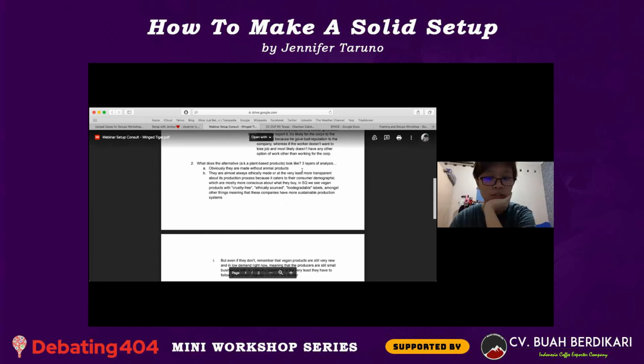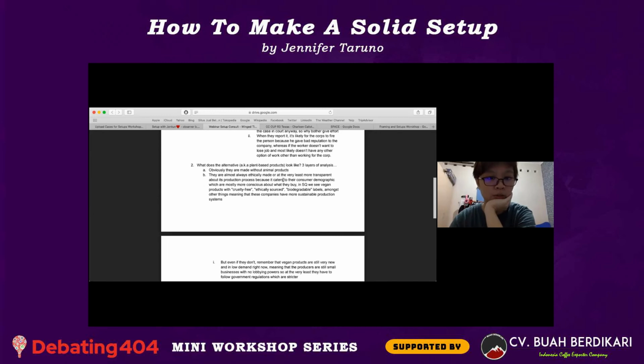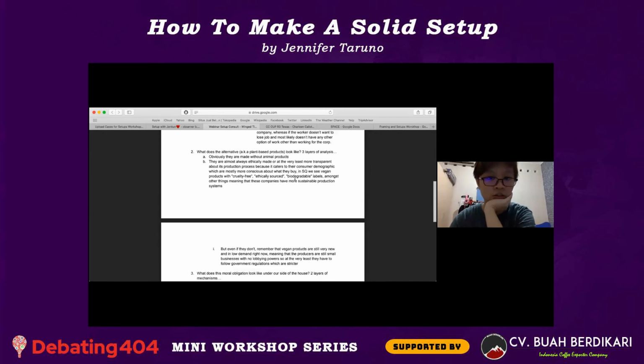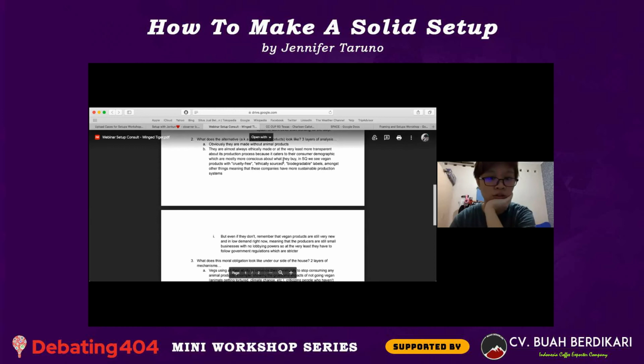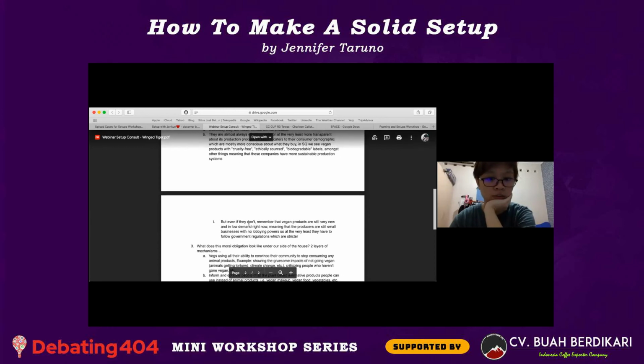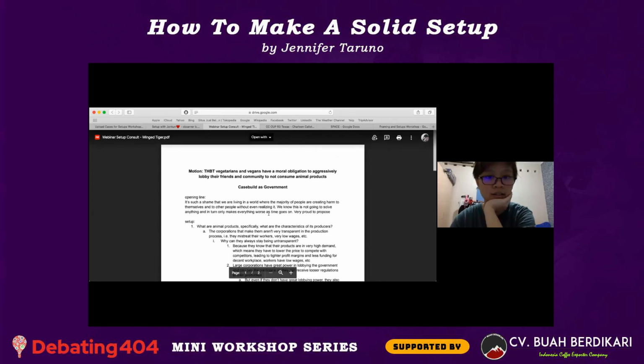What does the alternative look like? 3 layers of analysis. Obviously, they're made with animal products. They're almost always ethically made, or at least do. But even if they don't, remember that vegan products are still very new and low demand right now. Yeah, I think this is fair.